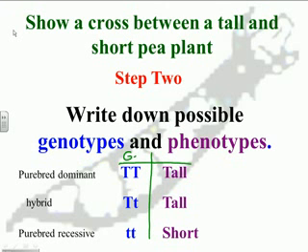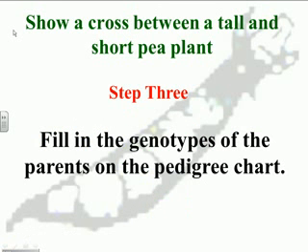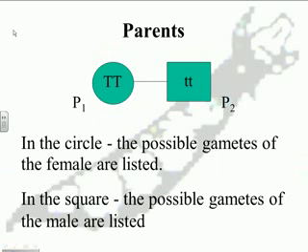Now, with the way that we're going to do this, we're going to do this in a T-chart, which I'll show you when we get to that problem, where I just put geno over here and pheno over here. And so that's step 2, is doing our T-chart of possible genophenos. Okay, step 3, let's say it. Fill in the genotypes of the parents on the pedigree chart.